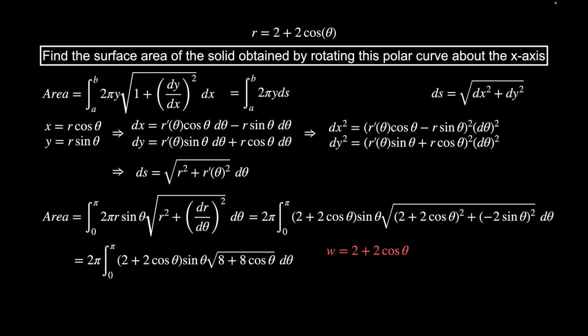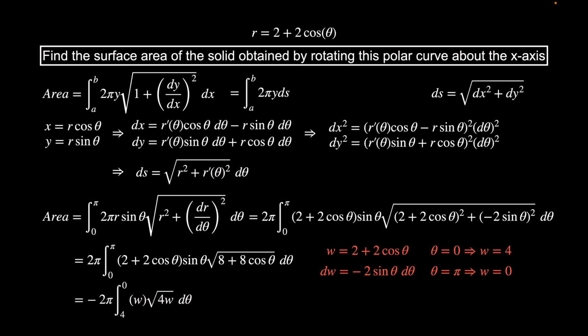And then to integrate that, I'm going to do a w substitution. w equals 2 plus 2 cosine theta, and dw then, of course, is negative 2 sine theta d theta. Change the bounds: 0 becomes 4, pi becomes 0. Then we have the integral from 4 to 0, technically, and then we have a negative out front. w times the square root of 4w dw. Shucks. So that integral is going to be 128 pi over 5.